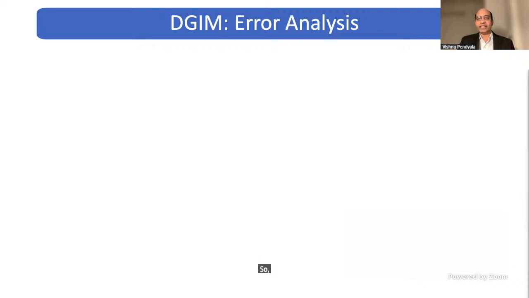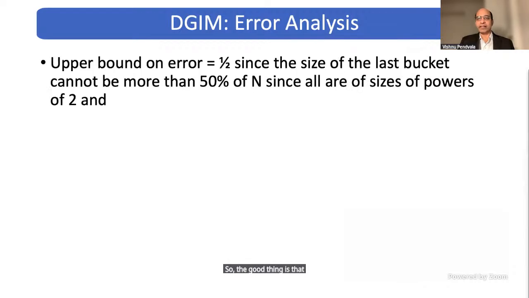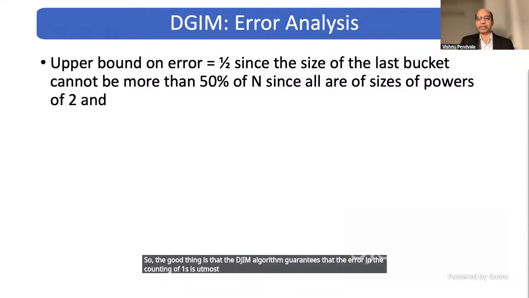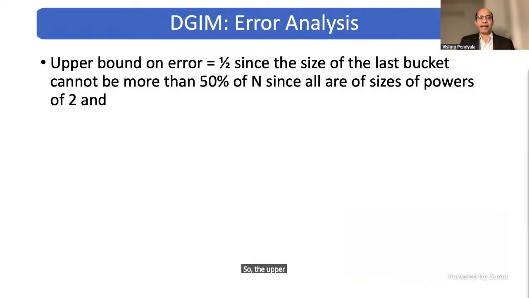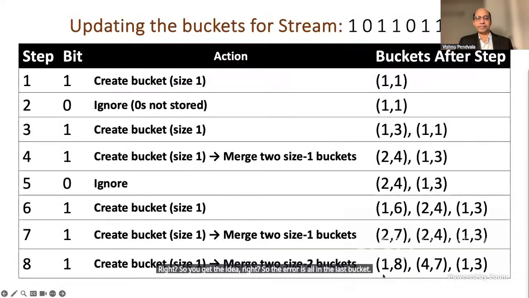So the good thing is that the DGIM algorithm guarantees that the error in the counting of ones is at most about 50%. So the upper bound on error is half, since the size of the last bucket cannot be more than 50% of n, since all are of sizes of powers of 2, right? So you get the idea, right? So the error is all in the last bucket, which is still forming.